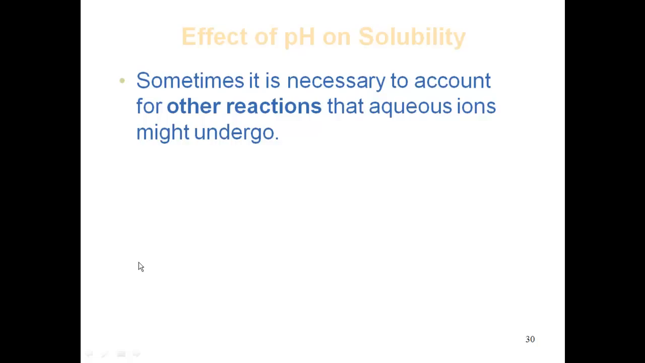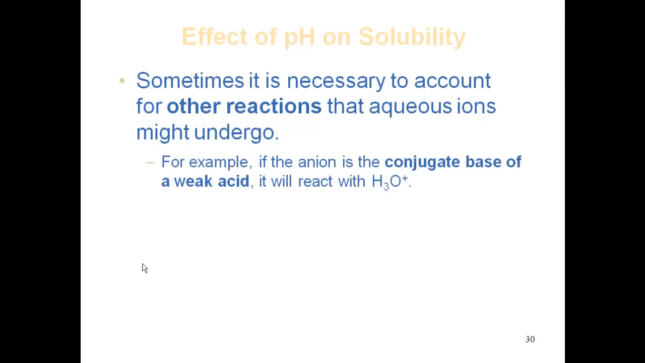Now, sometimes it is necessary to account for other reactions that aqueous ions might undergo. For example, if an anion is the conjugate base of a weak acid, it will react with the hydronium ion. Hence, you get a neutralization. I have a base and I have an acid component. Therefore, there's going to be some reaction. So that can affect the solubility of a compound. So when I add an acid to an insoluble salt, I could make it more soluble or less soluble depending on what's going on in that reaction.